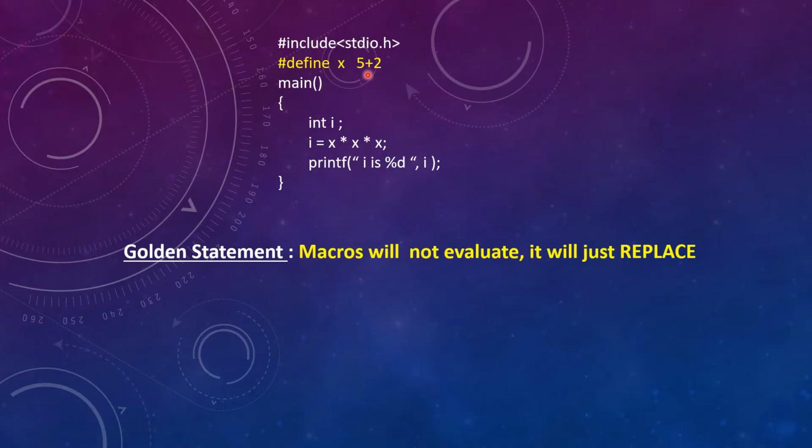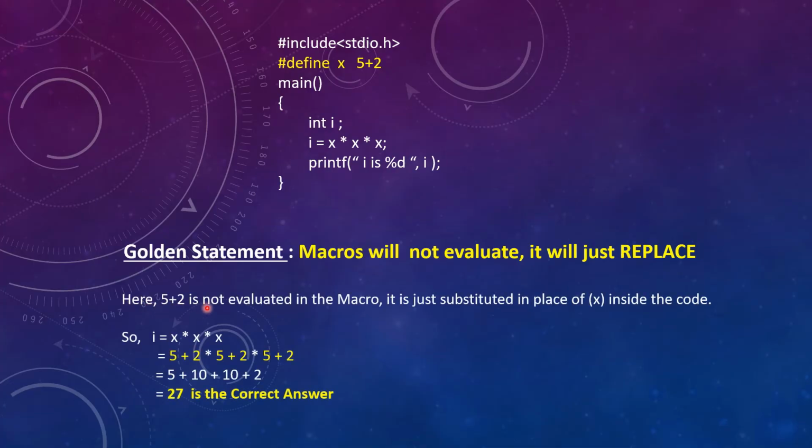So you just need to replace this 5 plus 2 wherever x is present in your code. Exactly the whole expression needs to be substituted there. You do not need to calculate the value. You just need to substitute in place of x. So how that is done, let us see.